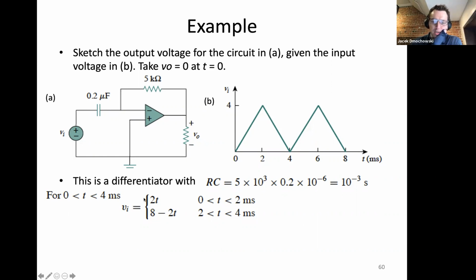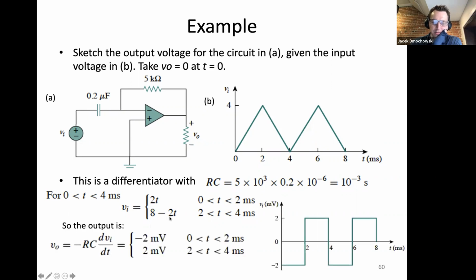Right? So these terms here, we have to take the derivative. So derivative, this is 2, and derivative, this is minus 2. And so that has to get multiplied by this RC constant and the minus sign. And what you end up with is a square wave. And actually, what I said it was going to be positive, negative, positive, negative, it's actually the other way around because of the negative sign here. So it actually goes negative, positive, negative, positive. And this value here is 2 millivolts.